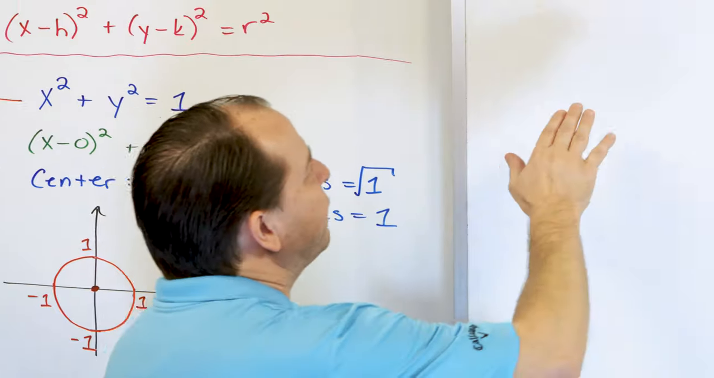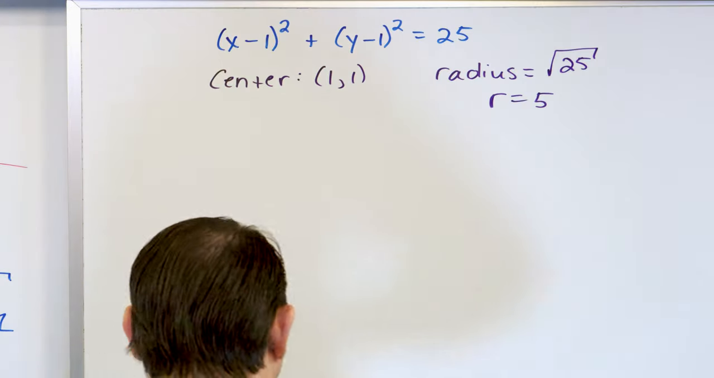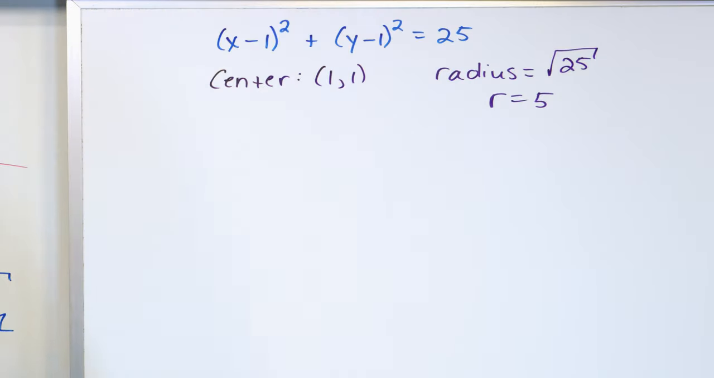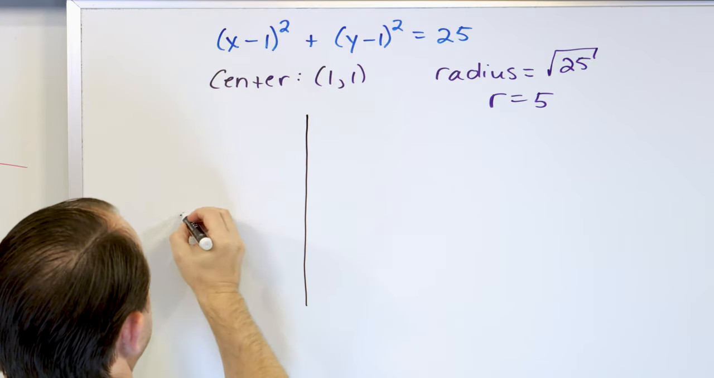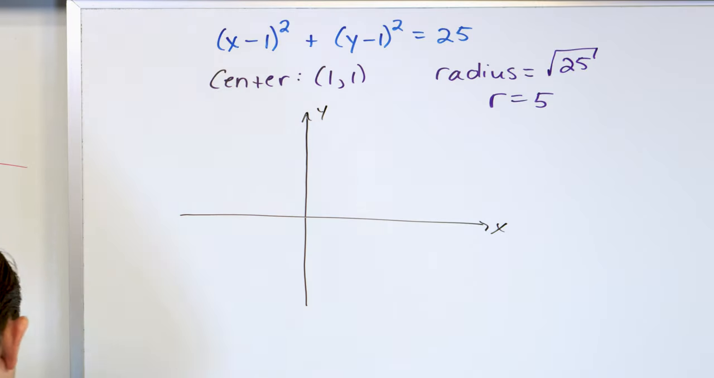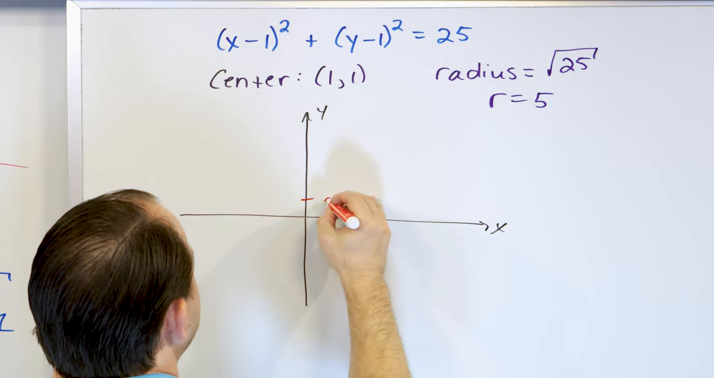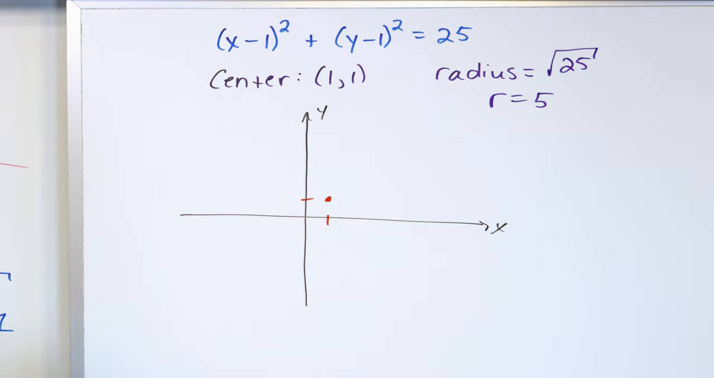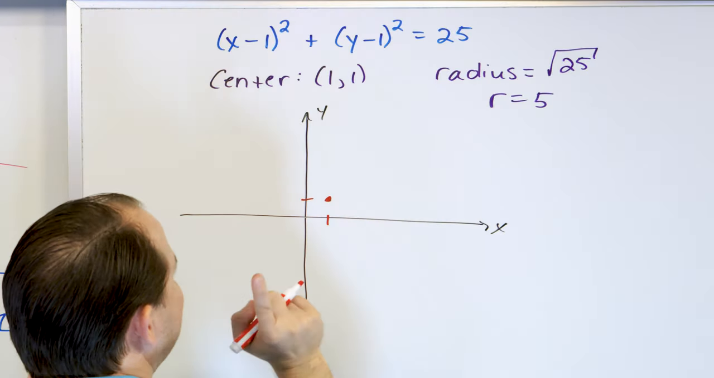All right, so anyway, getting back to our problem, it shifted over to the right 1 and up 1. So the center is (1, 1), the radius is 5. Now, we're not going to do this for every single problem, but let's go ahead and sketch this one as well. So here is the xy plane, right? And the center of this thing is at (1, 1). So here is (1, 1). We're going to put a dot right here. Now, the center is no longer at the origin. The center is shifted over to the right 1, up 1. But the radius is 5. So how do we do that?